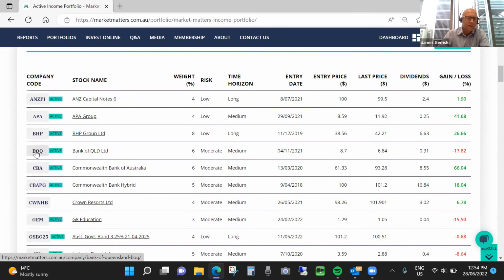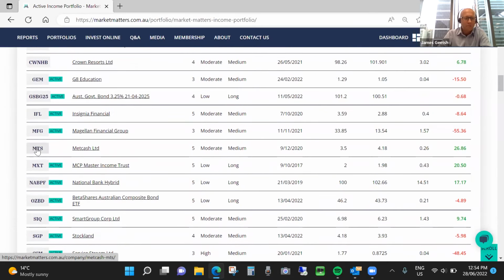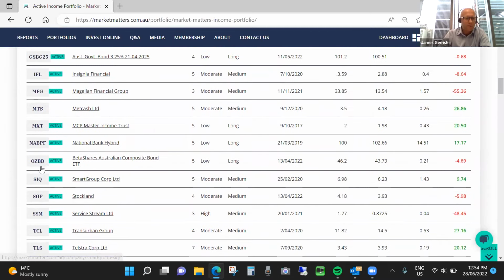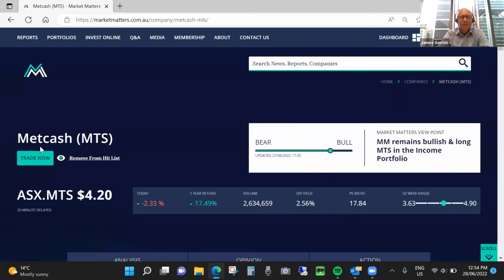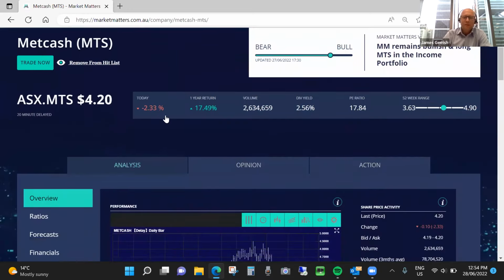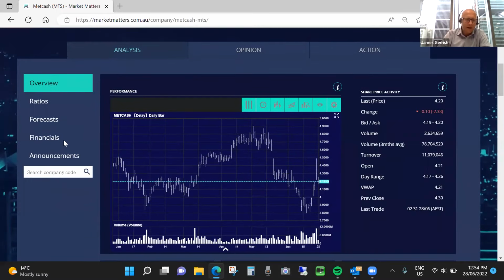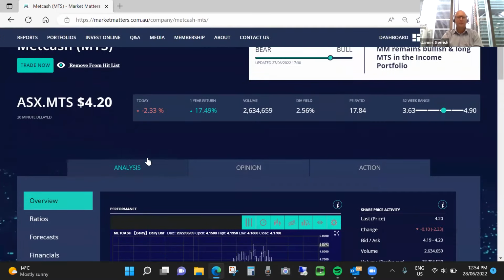If we go back to CBA, or more importantly, let's choose something different. Metcash, they had a good result yesterday. So you can go back into a stock for a deeper dive into the charts, the fundamentals, etc.